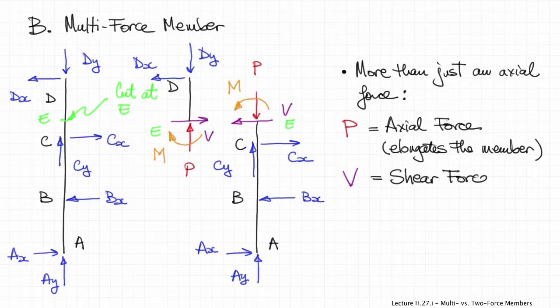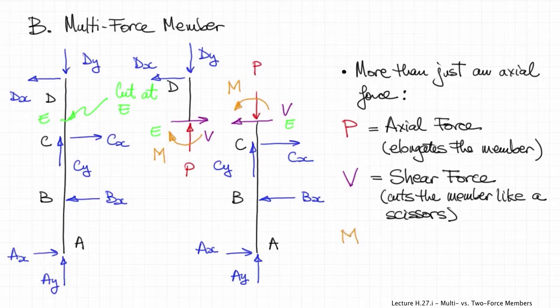Then we have this force V perpendicular to the member. We call this force a shear force. If you look at the effect of these two forces at E, in fact, it tends to cut the member like a scissors would do. Imagine the action of a scissors. So that's the action of the two forces V, opposite and parallel at the same point.